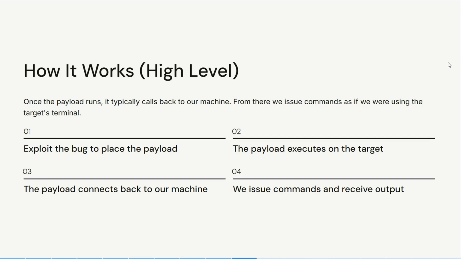Then the third step: the payload connects back to the hacker's machine, or to the machine of whoever sent the payload. And then the attacker issues commands and receives output. It is as simple as this.